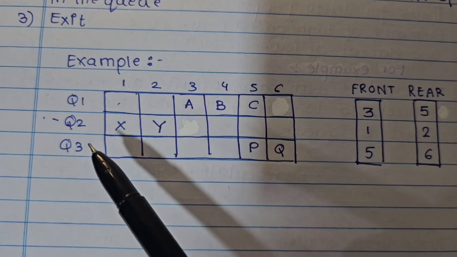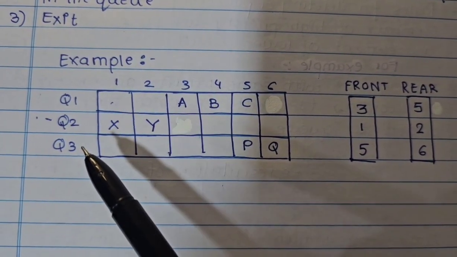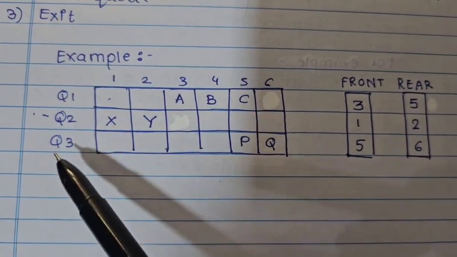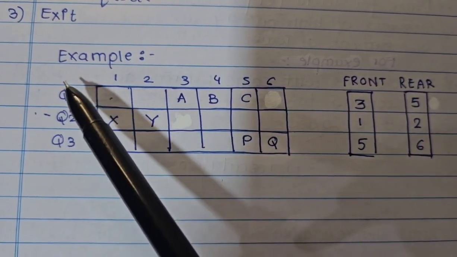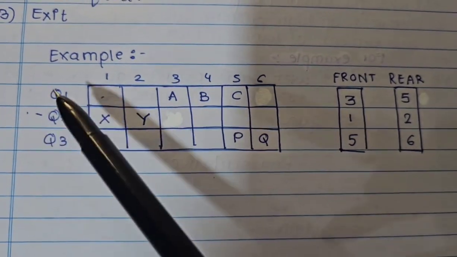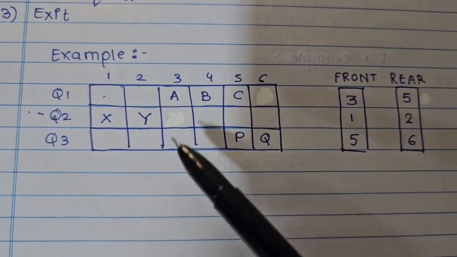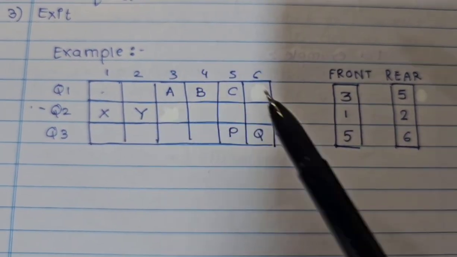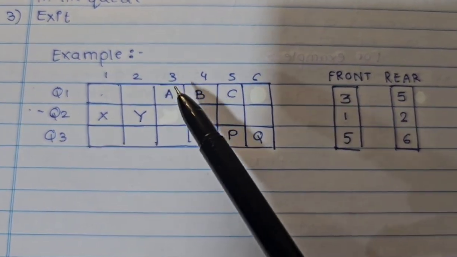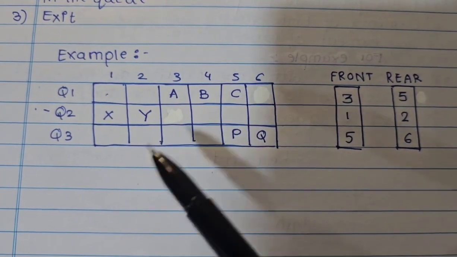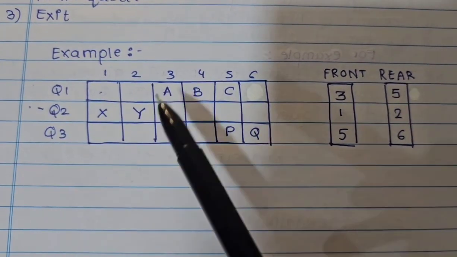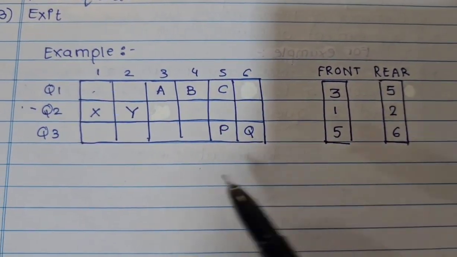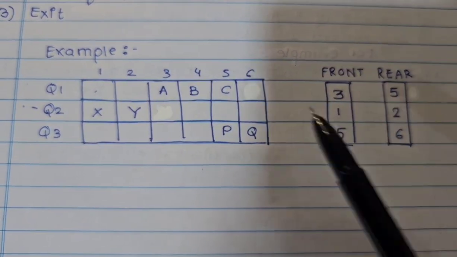So here is the example. We have a priority queue in an array representation. Q1, Q2, Q3 are the priorities and they are also the rows of the array, and 1, 2, 3, 4, 5, 6 are the columns. The front of the first row is 3 and the rear is 5, as we can see. Similarly in the second, front is 1 and rear is 2. And front in Q3 is 5 and rear is 6.